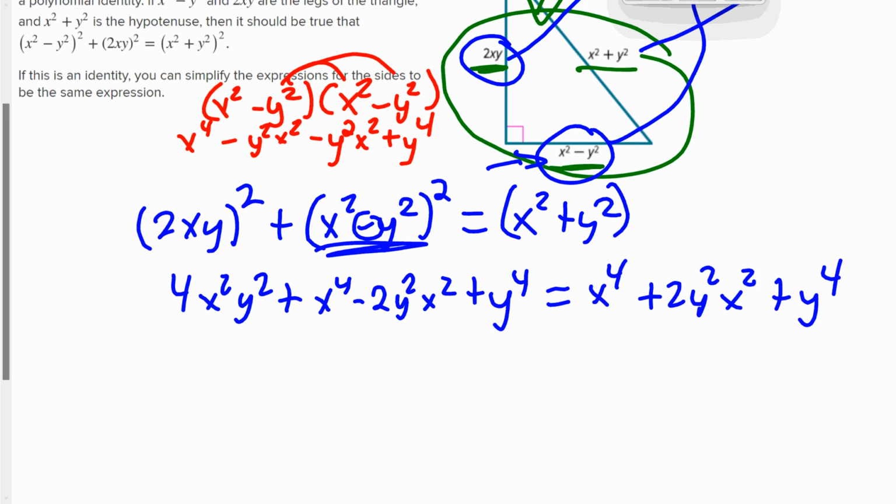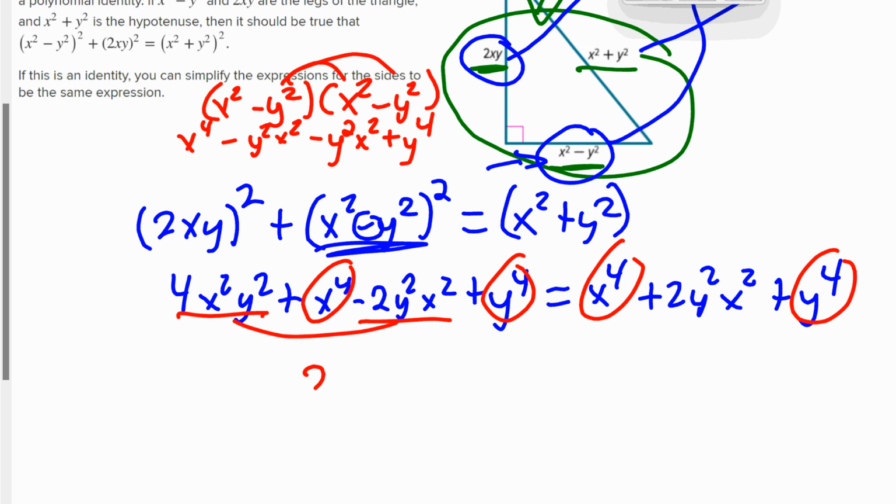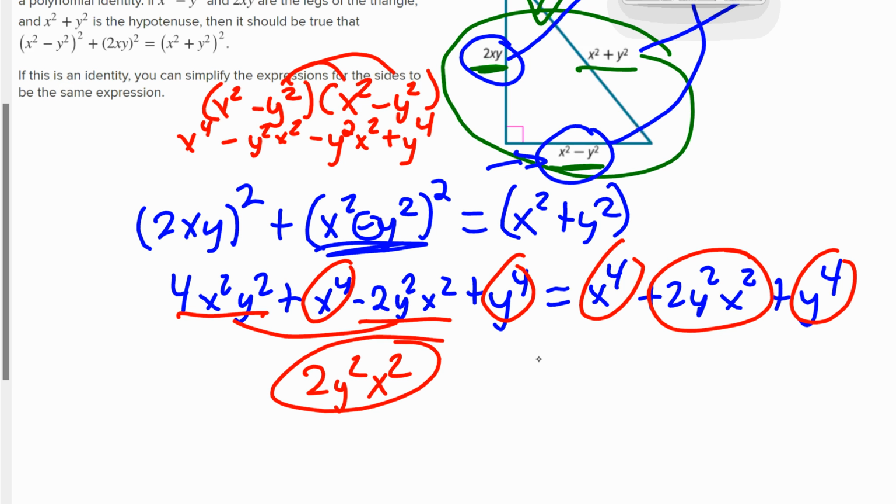Okay, they both have y to the 4th. They both have x to the 4th, right? But then we have this minus y squared x squared. Those are the same, right? So combining those two, wouldn't that be a 2y squared x squared? And isn't that what we have over here? y squared x squared. So yeah, it is a true statement.